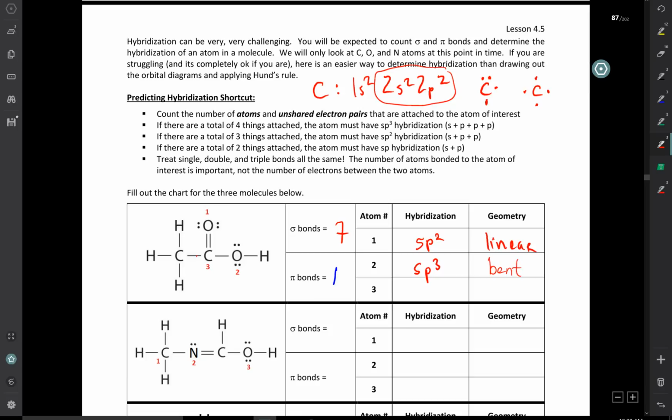And finally, atom 3, that's the carbon. It's got a carbon atom bonded to it and 2 oxygen atoms. So I see 3 things attached to the atom of interest. So that must be sp2 hybridization. I've got no unshared pairs of electrons on that carbon. I've got 3 things bonded to it. That is a trigonal planar geometry.